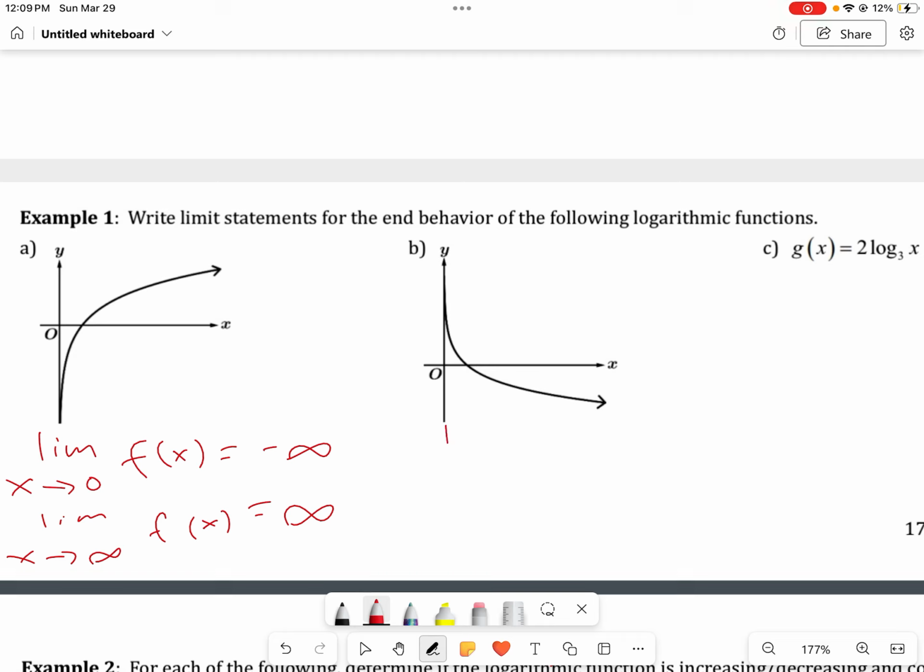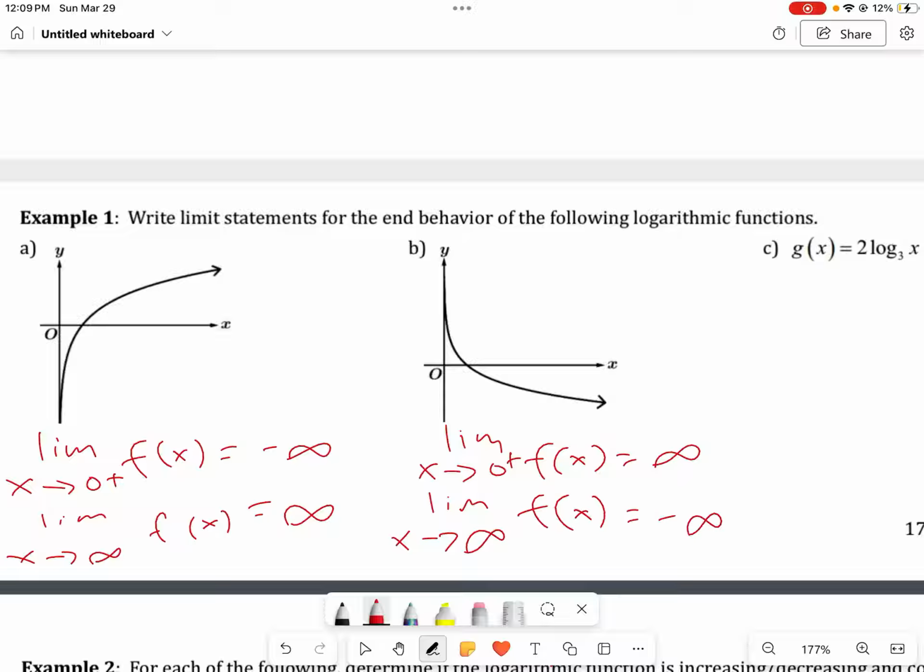And this one right here, same thing. The limit as x approaches 0. To specify as well in these functions, it's approaching 0 from the positive side, because it can't approach from the negative side. So we just have to specify that, or the right side, or whatever you want to call it. So f of x is going to infinity. And as x is approaching infinity, f of x is going to negative infinity.